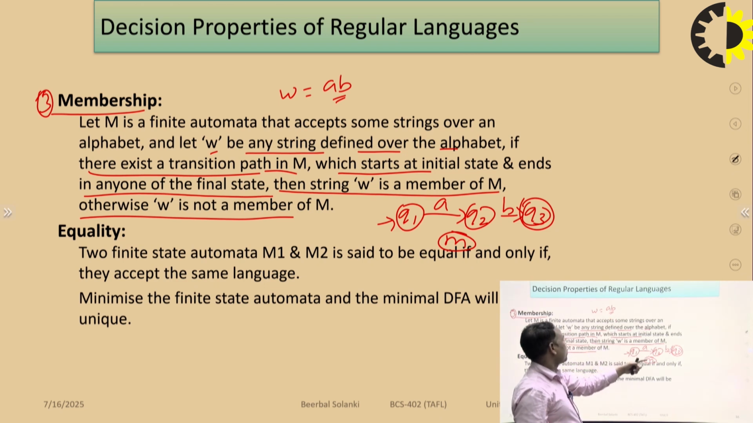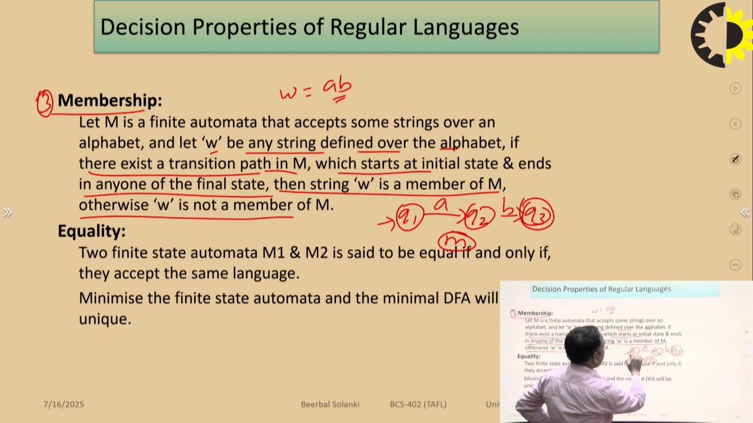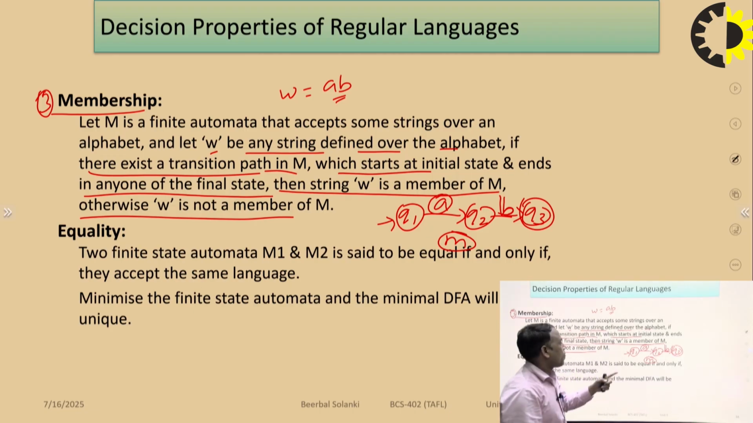Suppose W is the string A B, and is it a member of the machine M or not? It is a member of the machine M because we start at state Q1, that is the initial state, take the input A and reach state Q2, and again take the input B, we reach the final state. So A B is a member of the language M. So this is the membership property, and then next is the property of equality.